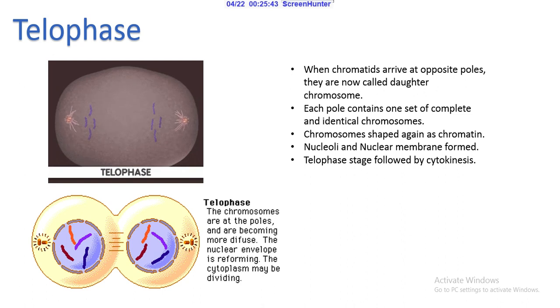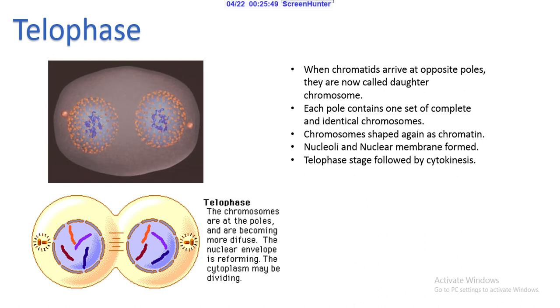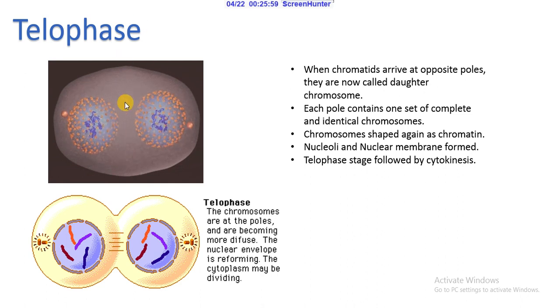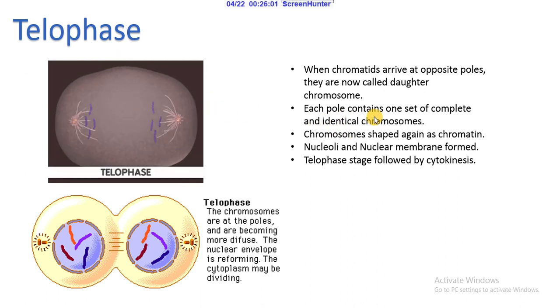So the last one, TMAT. So T is for telophase. When chromatids arrive at opposite poles, they are now called daughter chromosomes because they already have a complete set at each pole, and they will become two daughter cells. Each pole contains one set of complete and identical chromosomes.